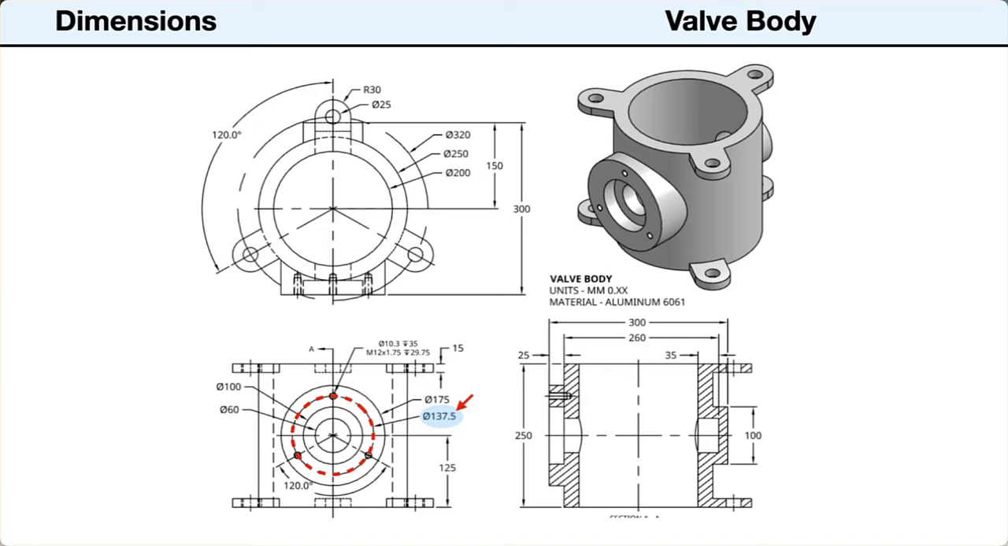They are located on a centerline circle with a diameter of 137.5 millimeters. This makes the distance from the center of the boss 68.75 millimeters. They are evenly spaced at 120 degrees. The hole callout tells us that these holes are 10.3 millimeters in diameter and drilled to a depth of 35 millimeters. The holes are threaded with an M12 by 1.75 tap to a depth of 29.75 millimeters. The material for the part is aluminum 6061.